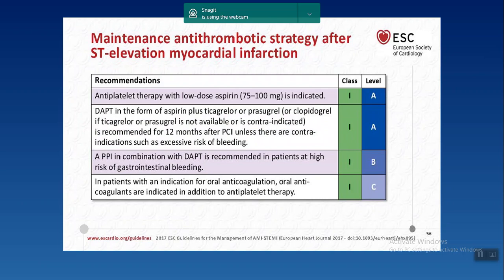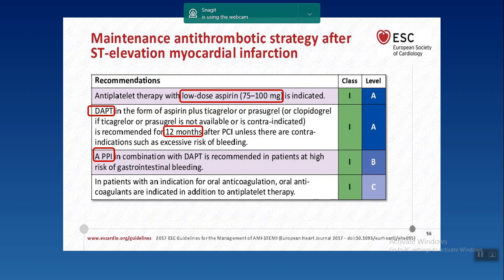What about the maintenance antithrombotic strategy after ST segment elevation acute myocardial infarction? It's recommended that antiplatelet therapy with low dose aspirin will continue lifelong. Dual antiplatelet therapy in the form of aspirin plus ticagrelor or prasugrel, or clopidogrel if these two agents are not available. The DAPT therapy is recommended for 12 months after PCI unless there are contraindications like excessive risk of bleeding.